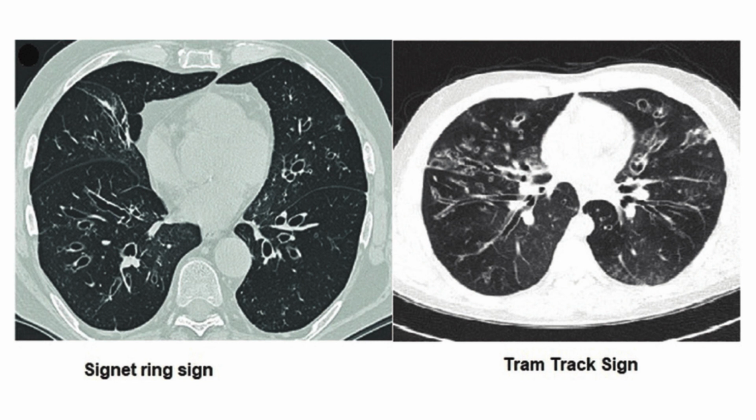And one more thing, please do not confuse signet ring sign and tram track sign. So as we can see in these two images, the signet ring sign, which is viewed in the transverse plane, we see that the dilated airway lies adjacent to the pulmonary artery branch, giving the appearance of a ring. And in the tram track sign, we see that the dilated airways are seen in a horizontal orientation.